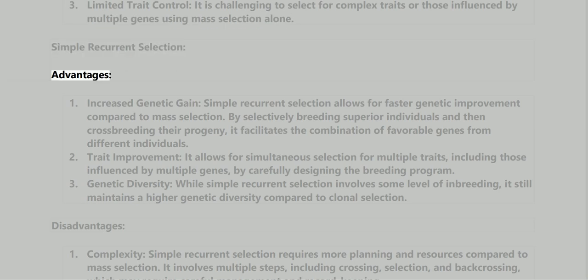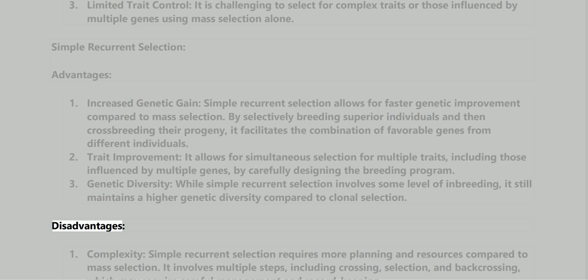Advantages. 1. Increased genetic gain. Simple recurrent selection allows for faster genetic improvement compared to mass selection. By selectively breeding superior individuals and then crossbreeding their progeny, it facilitates the combination of favorable genes from different individuals. 2. Trait improvement. It allows for simultaneous selection for multiple traits, including those influenced by multiple genes, by carefully designing the breeding program. 3. Genetic diversity. While simple recurrent selection involves some level of inbreeding, it still maintains a higher genetic diversity compared to clonal selection.